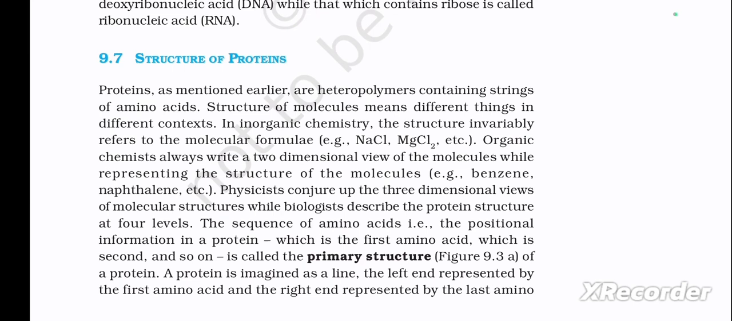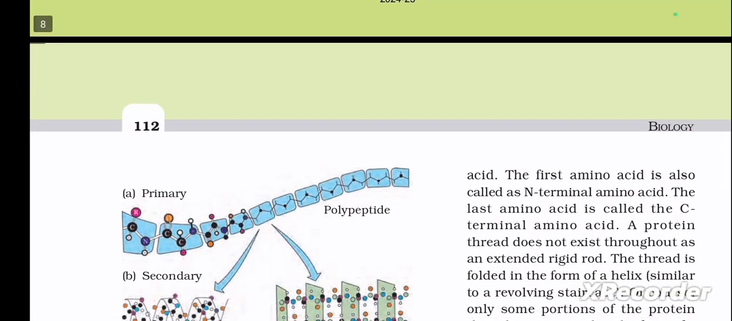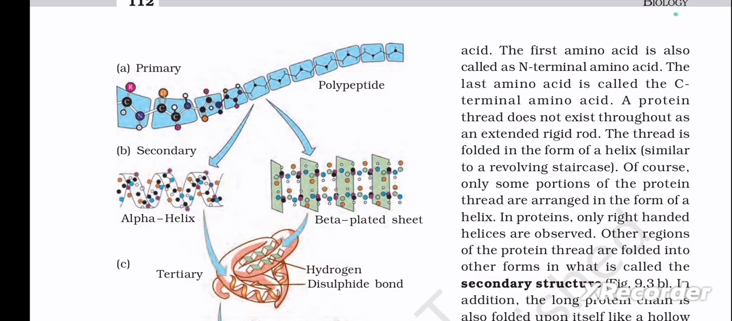The sequence of amino acids, that is the positional information in a protein, which is the first amino acid, which is second, and so on, is called the primary structure, figure 9.3a, of a protein. A protein is imagined as a line, the left end represented by the first amino acid and the right end represented by the last amino acid. The first amino acid is also called the N-terminal amino acid. The last amino acid is called the C-terminal amino acid.